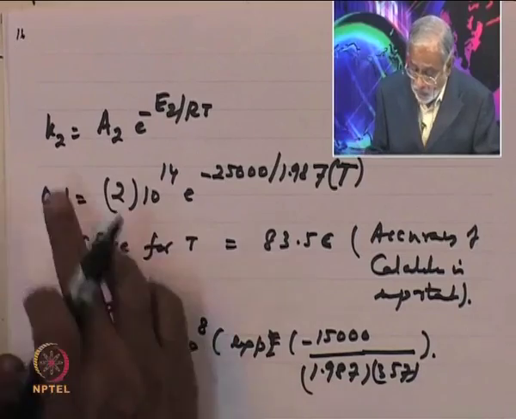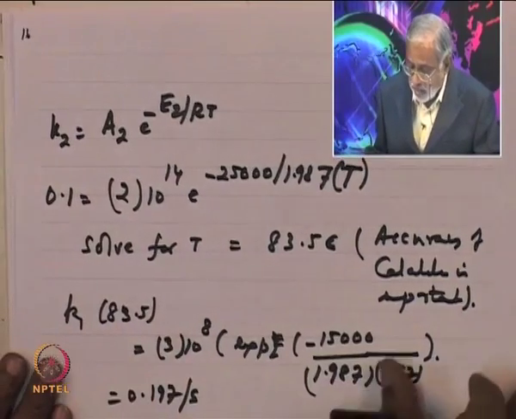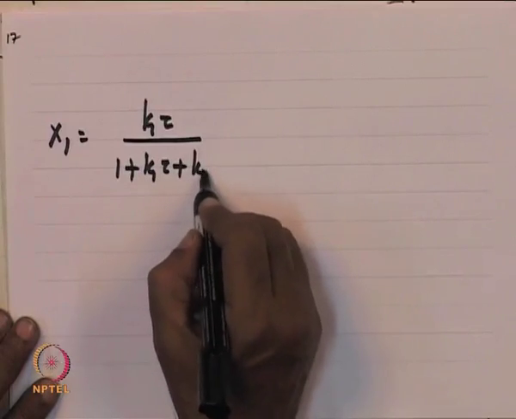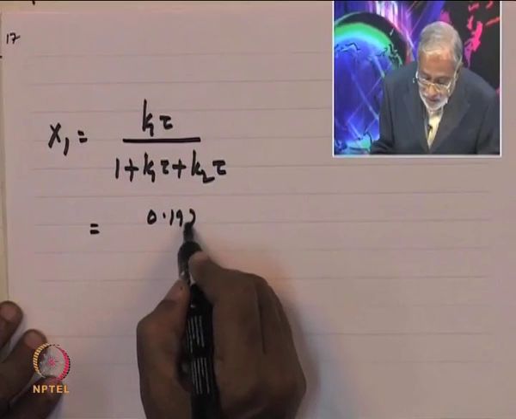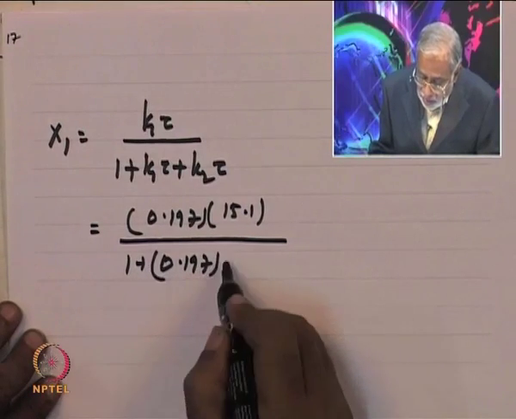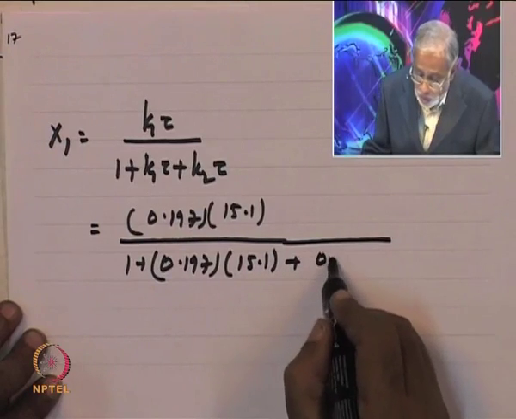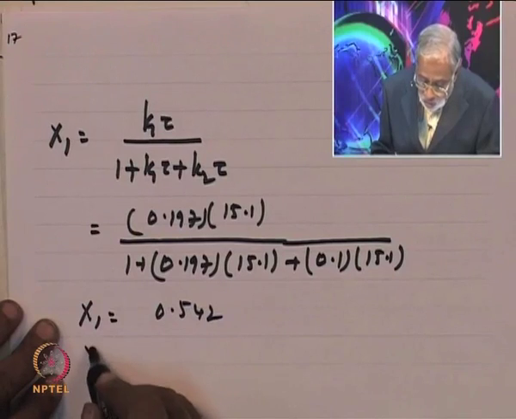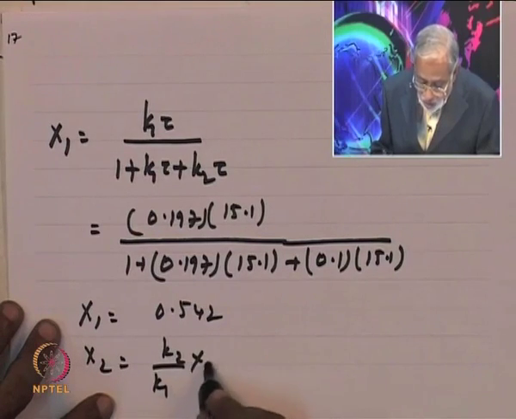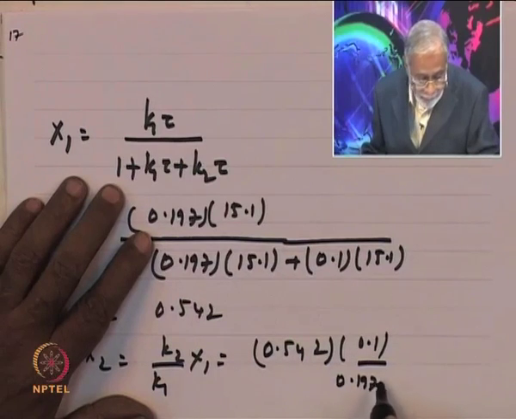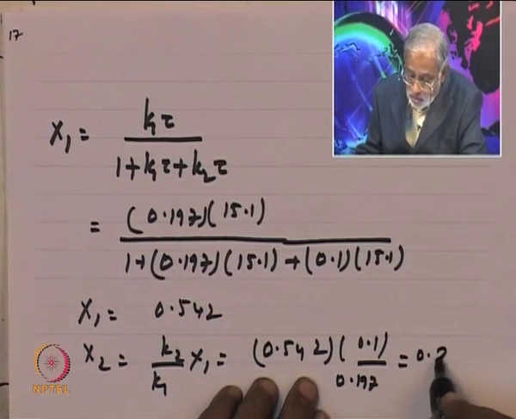So, we have got k2, from there we have got the temperature, and from there k1 as 0.197. Now we want to know the composition, what is X1, which is k1 tau divided by 1 plus k1 tau plus k2 tau. So, k1 is 0.197, tau is 15.1 seconds, divided by 1 plus 0.197 multiplied by 15.1, and then k2 is 0.1 multiplied by 15.1. That gives you X1 as 0.542, and then X2, which we already derived, is k2 by k1 times X1, that is 0.542 multiplied by 0.1 divided by 0.197. That comes out to be 0.273.